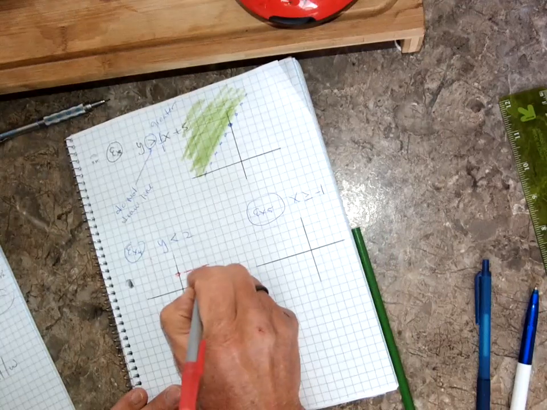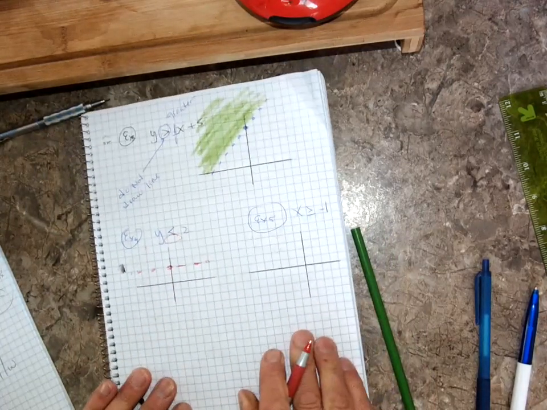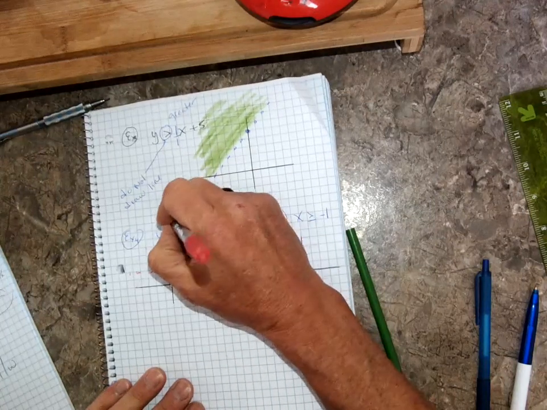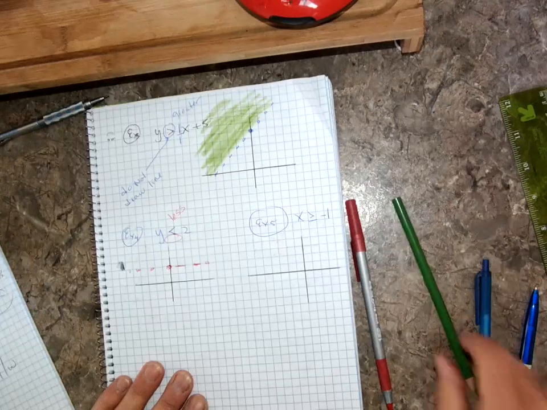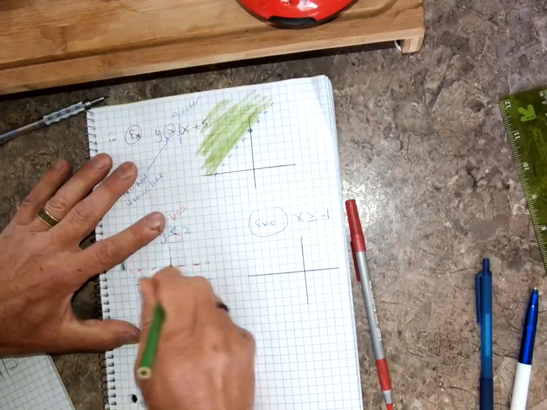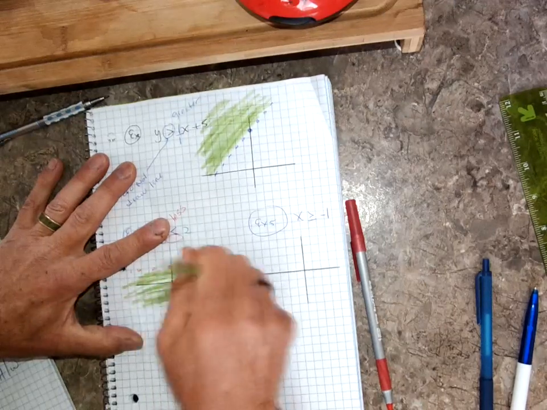Now, I'm going to make it a dashed or dotted line, again, because there's no equal sign, okay? This says less than, so I'm going to shade everything under the line. So I take my marker and I shade everything underneath or below the line, okay? There you go.